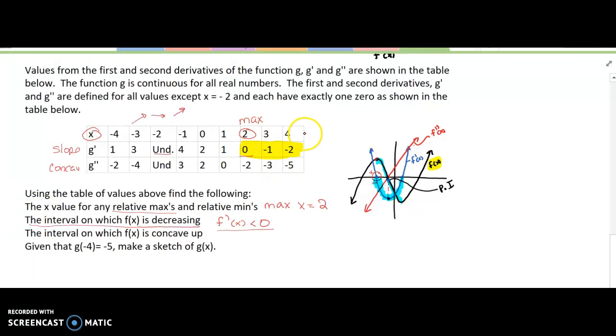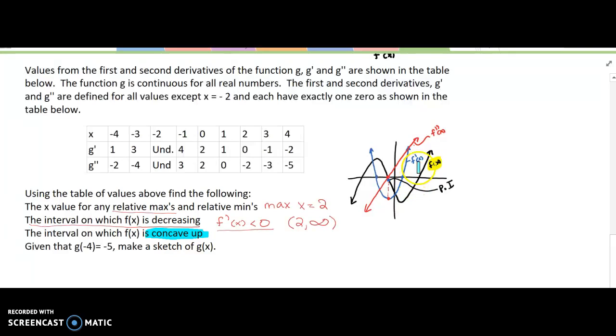So everywhere from 2 and beyond was where my function is decreasing. I'm decreasing all of that time. So our interval will be from x equals 2 to infinity. That's where I'm decreasing. So now we're going to look for concave up.